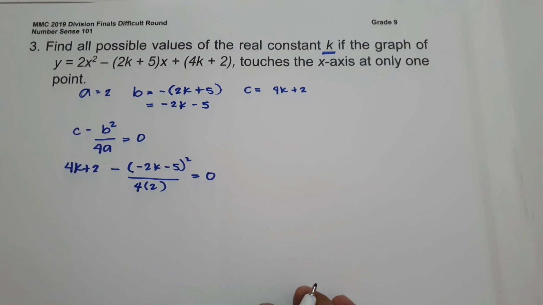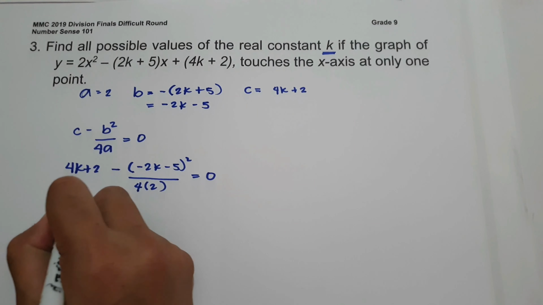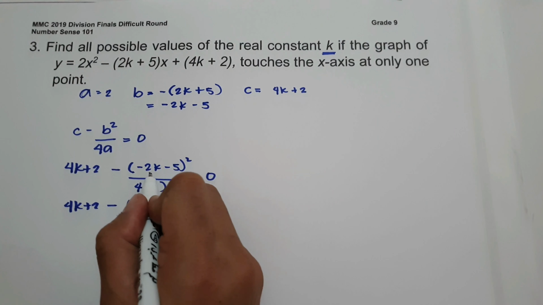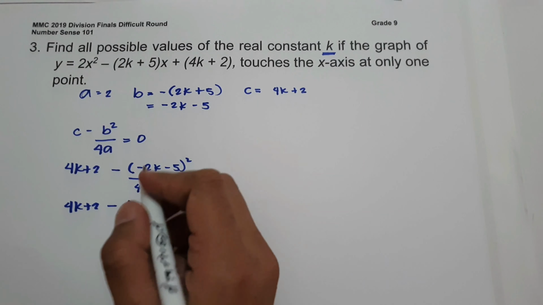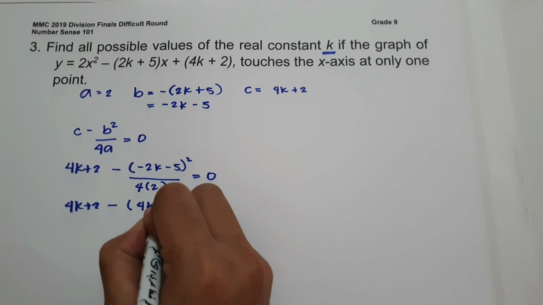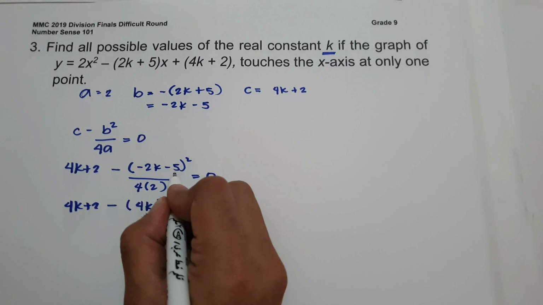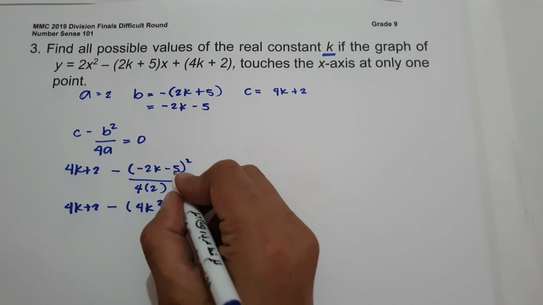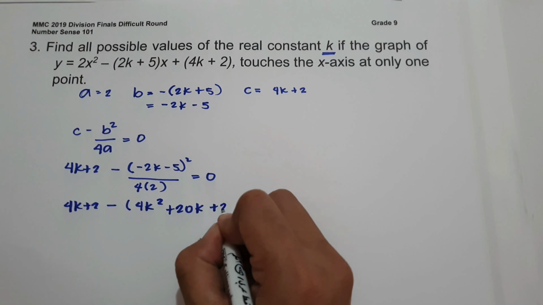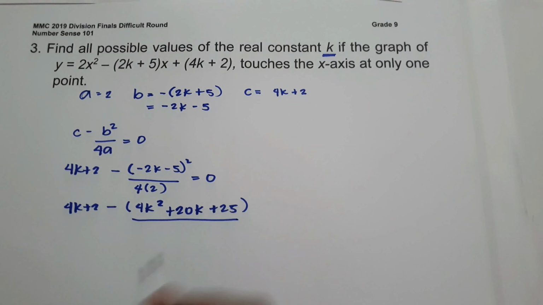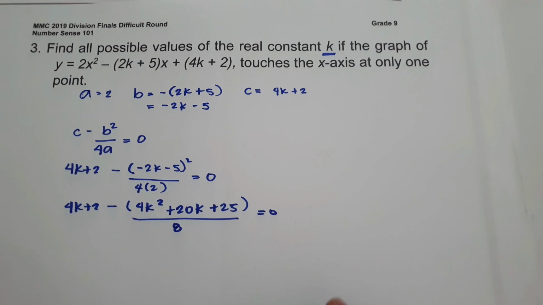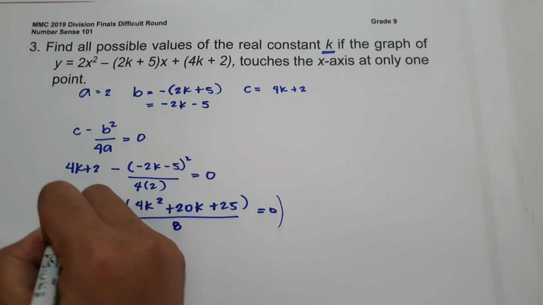So let us simplify. Let us write 4k plus 2 minus, we have a square of binomial, negative 2k multiplied by itself, that is 4k squared, negative 2k times negative 5, that is positive 10k, multiplied by the constant 2, that is 20k. Negative 5 multiplied by itself, that is 25, all over 8 equals 0. So let us multiply the whole equation by 8.